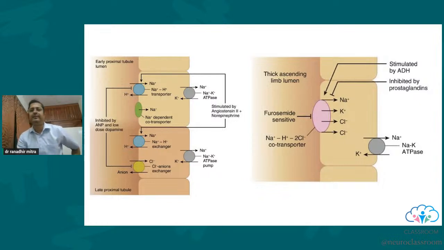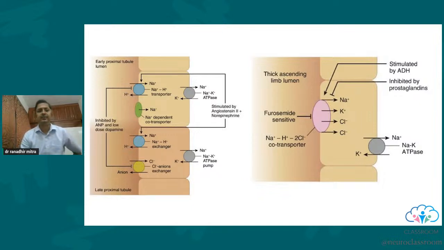On the thick ascending limb of the loop of Henle, you can see that this sodium potassium chloride transporter is affected by furosemide or loop diuretics. So when you are using loop diuretics, they will inhibit this transporter and cause natriuresis. These are stimulated by vasopressin. Vasopressin not only acts on the aquaporin channels but also acts on this transporter as well, and they are inhibited by prostaglandins. So if you have any prostaglandin inhibitors, this transporter will be inhibited and this is called natriuresis.